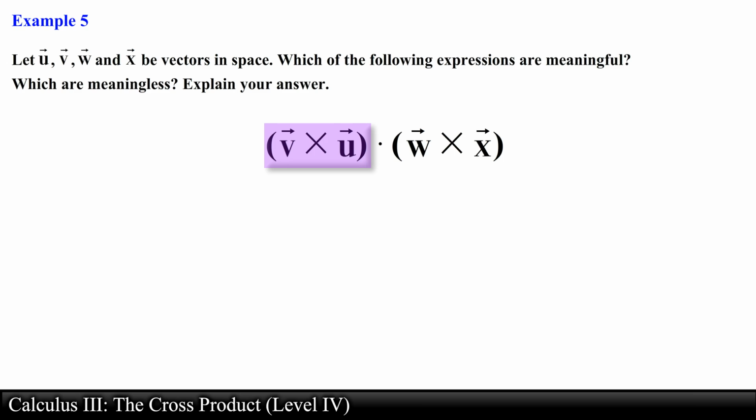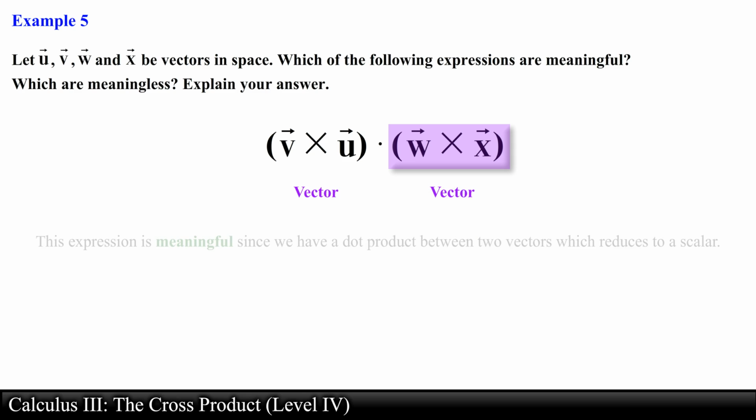Here, the expression in the first parentheses is a cross product between two vectors, so it will reduce to a vector. The expression in the second parentheses is also a cross product between two vectors, so it will also reduce to a vector. In the end, we have the dot product between two vectors, which reduces to a scalar. So this expression is meaningful.